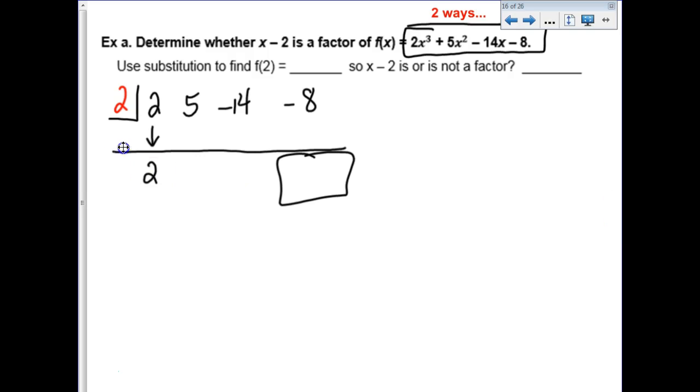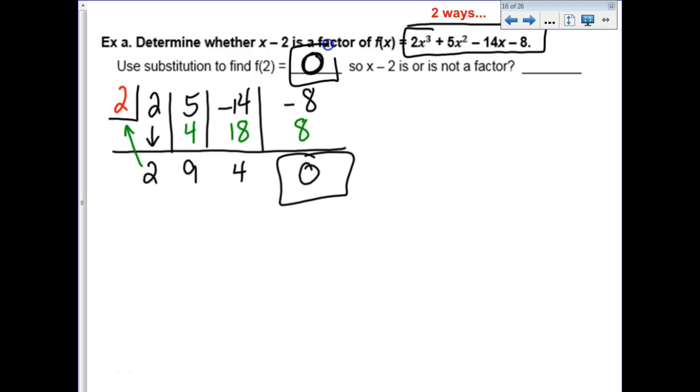Same steps, guys. Multiply, add. Multiply, add. Multiply, add. And multiply, and add. So apparently, if you were to plug 2 into this polynomial, it comes out to an answer of 0. That's good to know.